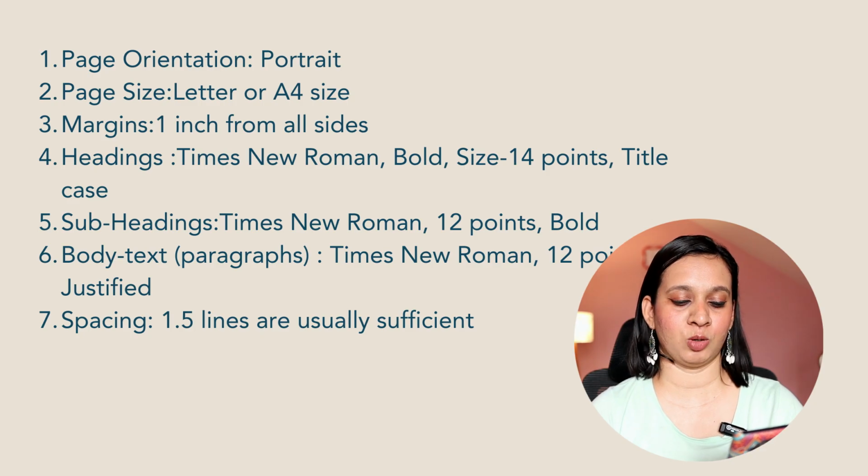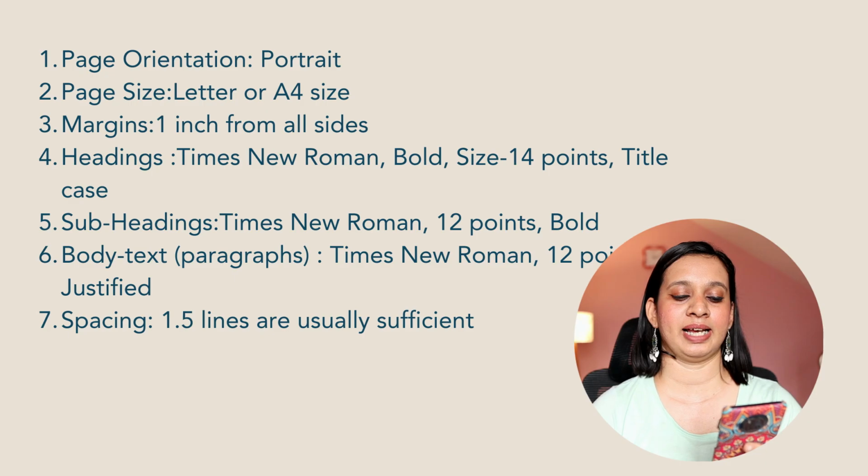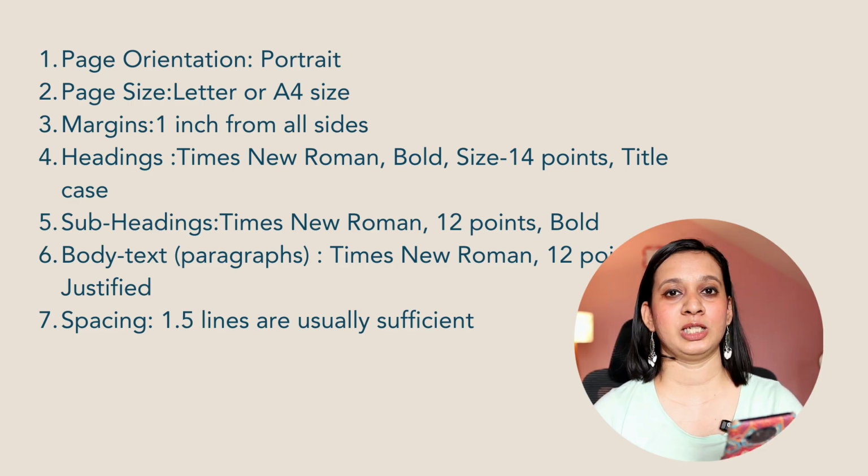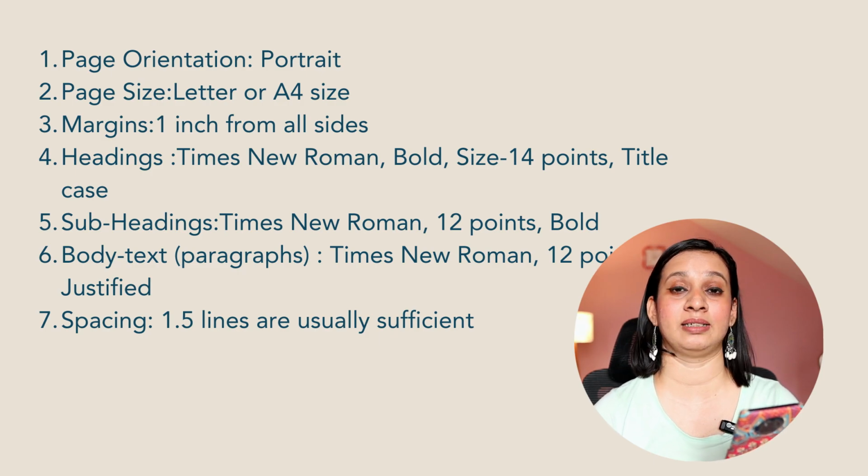The body text should be Times New Roman, 12 points, and it should be justified. And spacing of 1.5 lines is usually sufficient. Each page will have Arabic numbering at the bottom center of the page. The entire proposal could be 10 to 12 pages. Now, the formatting guidelines that I've just explained are used in most cases in most institutes.